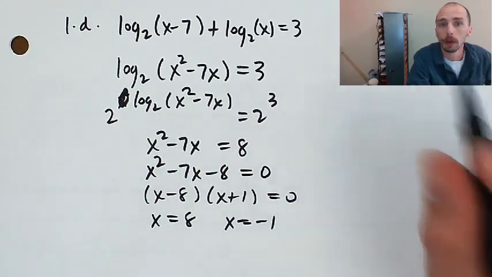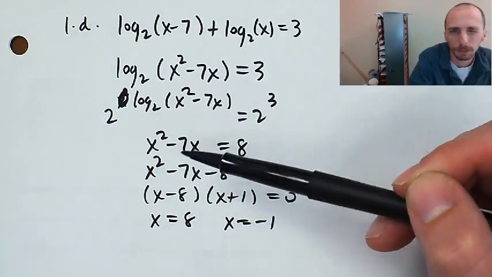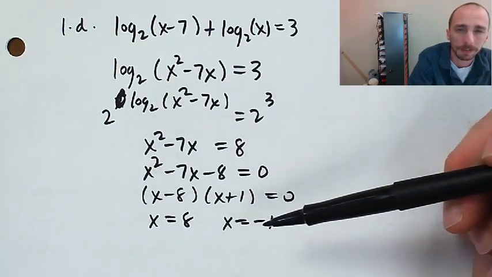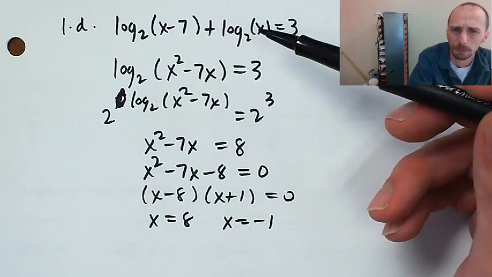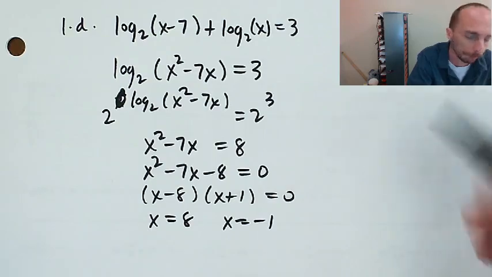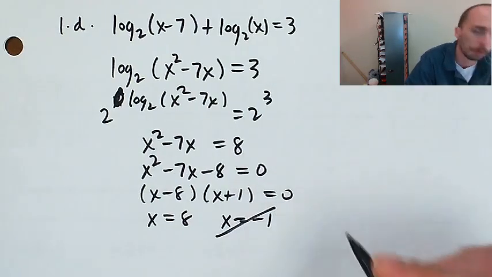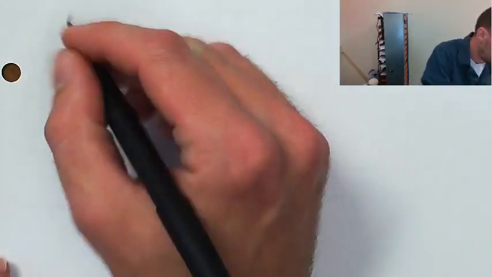But I got to check my answer here because extraneous solutions can happen, especially when you end up with a quadratic or something. If I plug in x equals negative 1, this is going to be bad news, right? Because I'll have log base 2 of negative 8 plus log base 2 of negative 1. Neither of those things are well defined, so I'm not going to be able to add those up to get 3. Right? It's not going to work. So I'm going to cross through that one. That one's an extraneous solution. I'm going to move on.